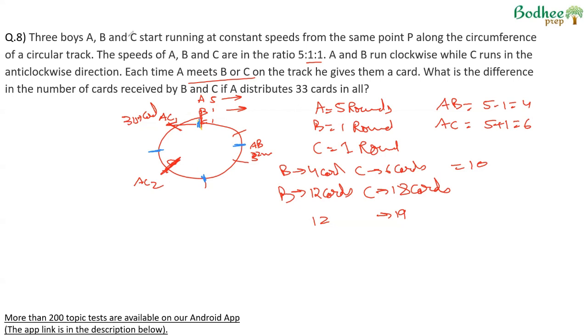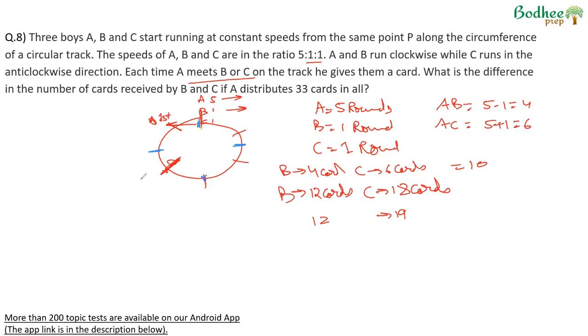Yeah, okay. So if we mark the meeting points, or the order of points of A and B meeting, A and C meeting, the red ones are AC meeting points, dividing the circle into 6 equal parts. The blue ones are AB meeting points, dividing the circle into 4 equal parts.